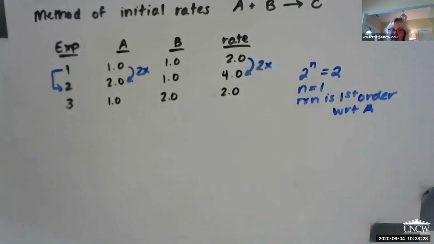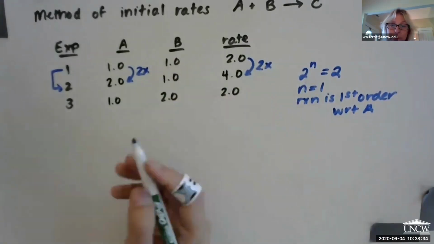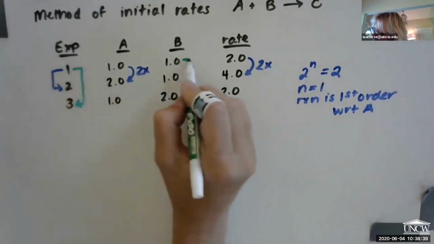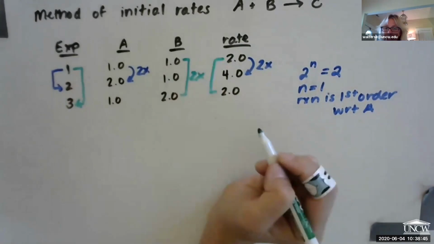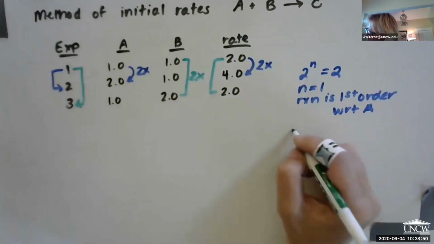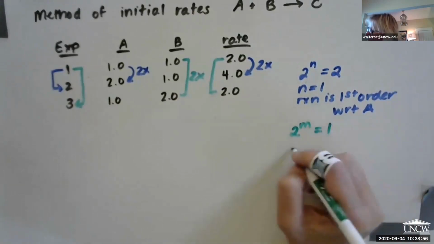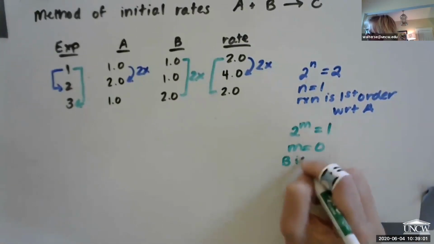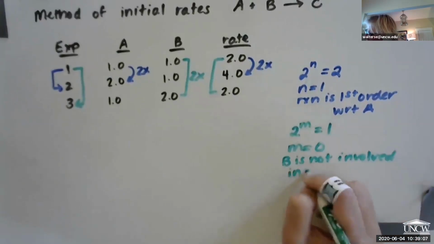Then I do the same thing, but I pick experiments that I can measure the impact of the change in B. I go from experiment 1 to 3. B goes up by 2, but the rate is unchanged. So then for B, you would say 2 to what power is equal to 1. So m would be equal to 0, which means B is not involved in the slow step.